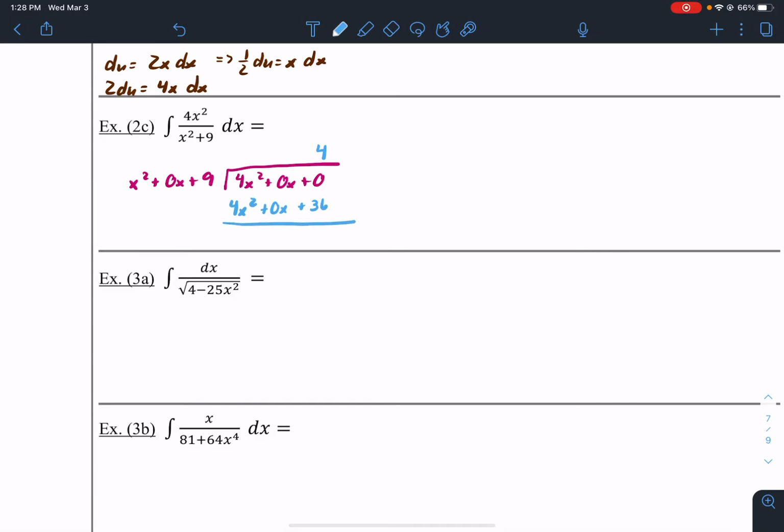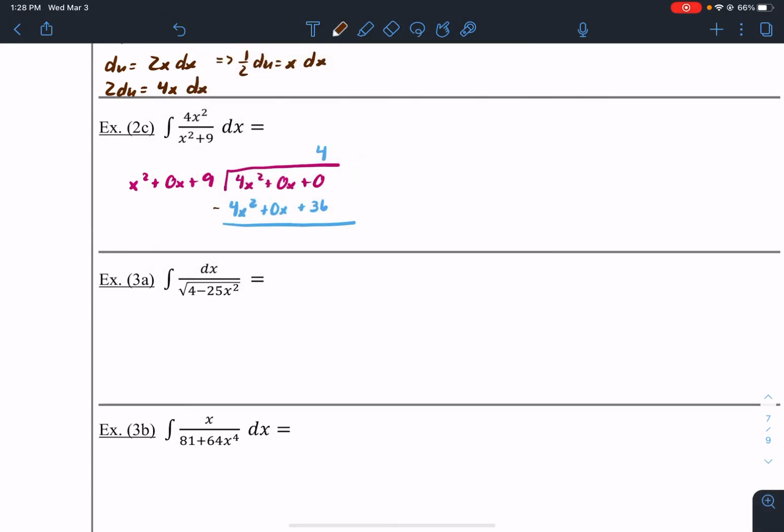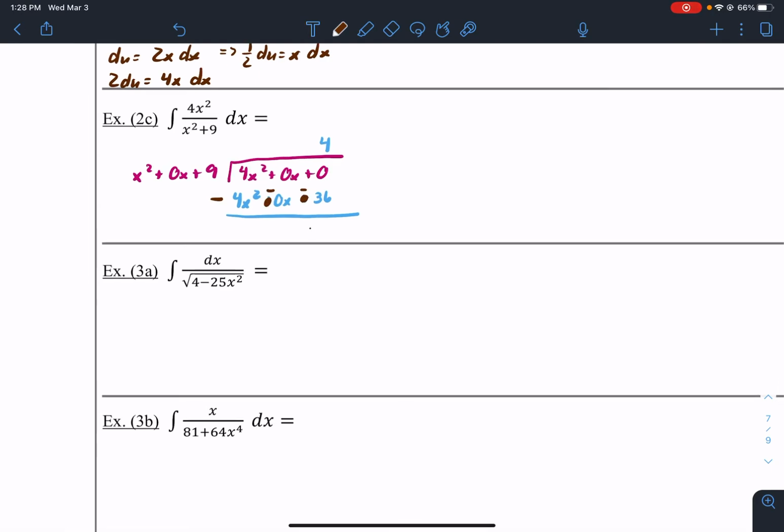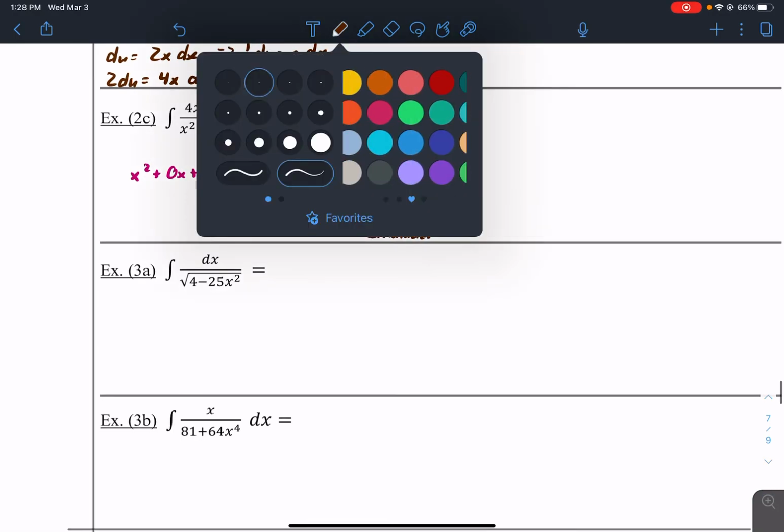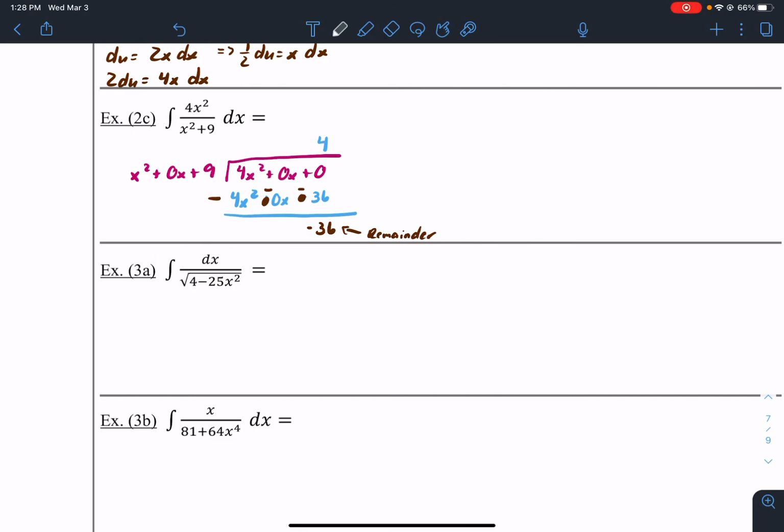Remember, you're supposed to subtract these. So I'm going to apply subtraction. The zeros aren't going to matter. But then I am going to subtract 36 from 0. So that's going to be a negative 36. Remember, that's your remainder. And the way we rewrite this as an integral is that we include this as division over x squared plus 9. So I'm going to rewrite this as the integral of 4 minus 36 over x squared plus 9. That's the remainder part.